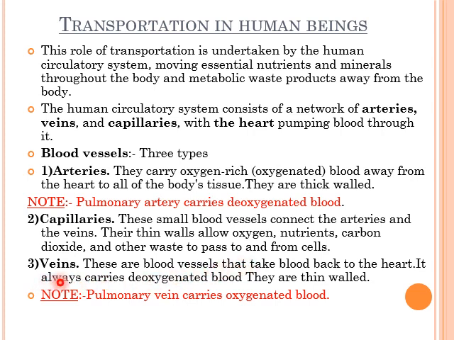The third one is the veins. These are blood vessels that carry blood back to the heart, and they always carry deoxygenated blood. They are thin walled, but there is only one vein that carries oxygenated blood, and that is the pulmonary vein.